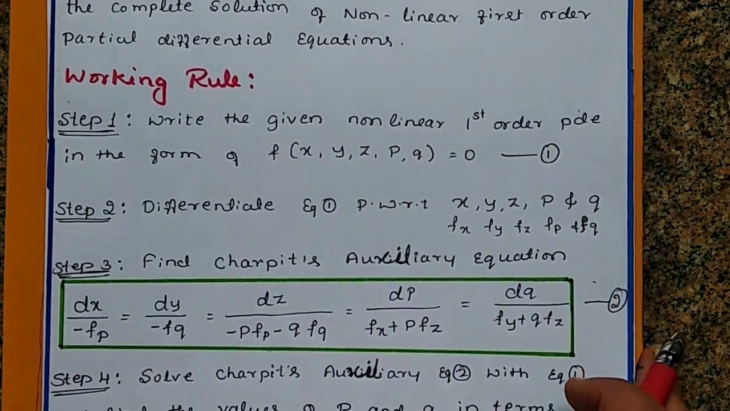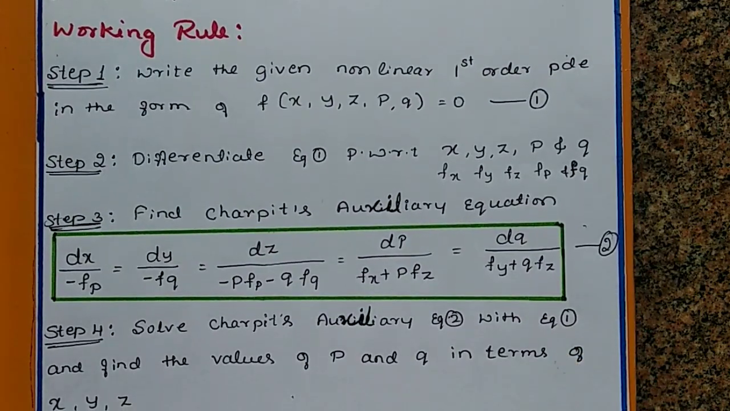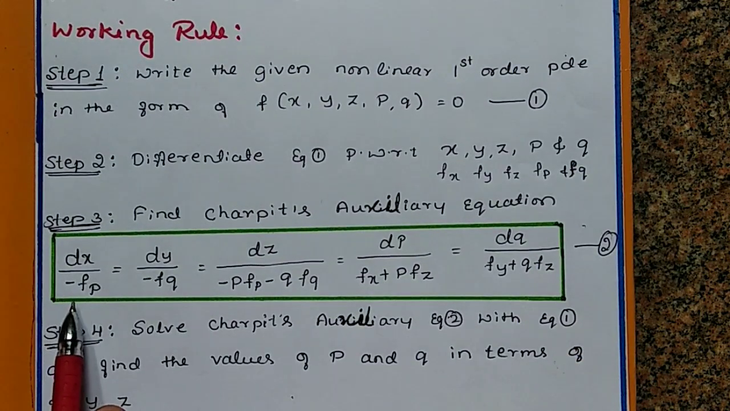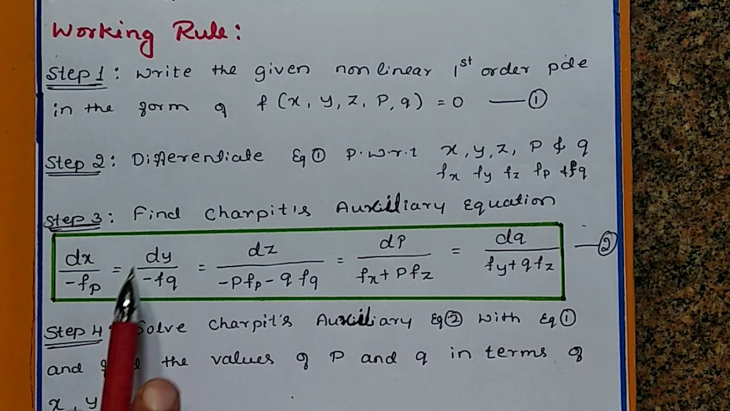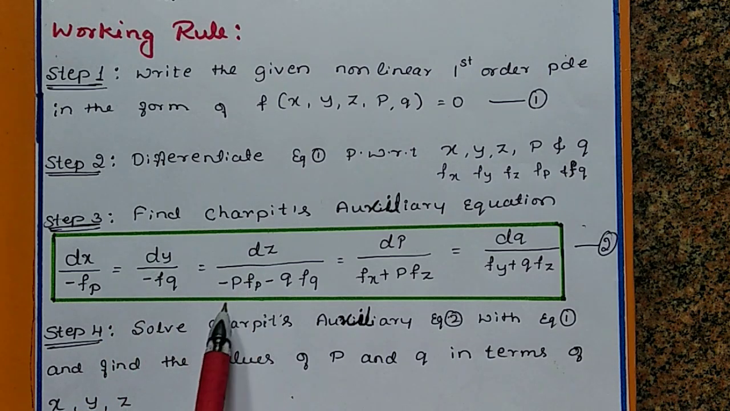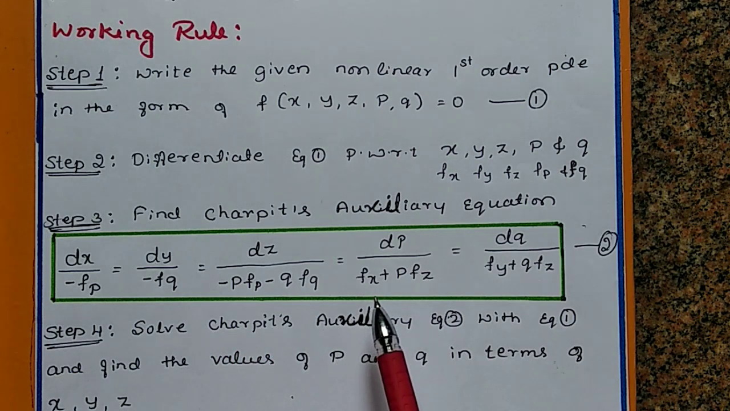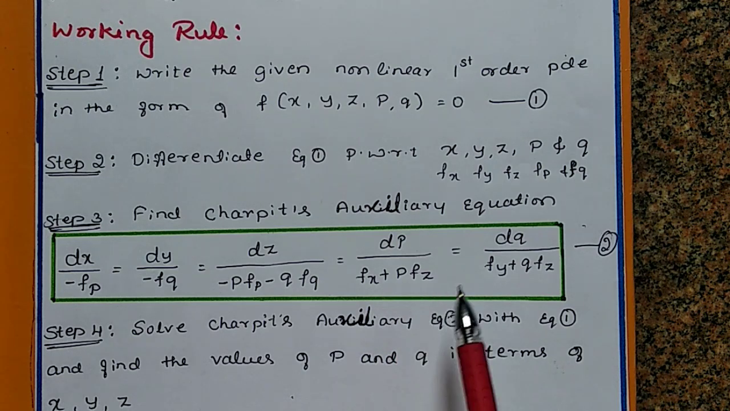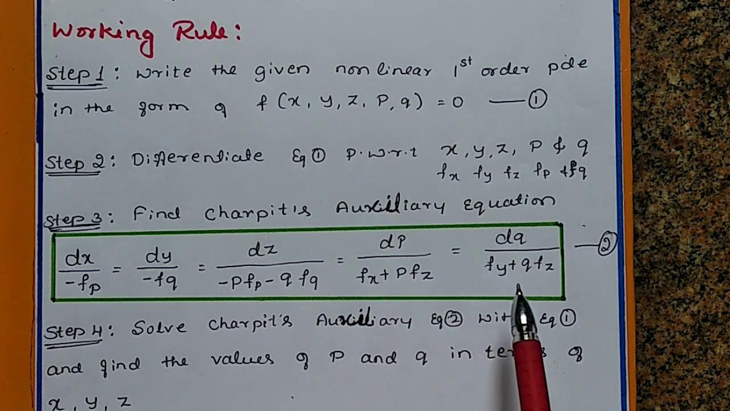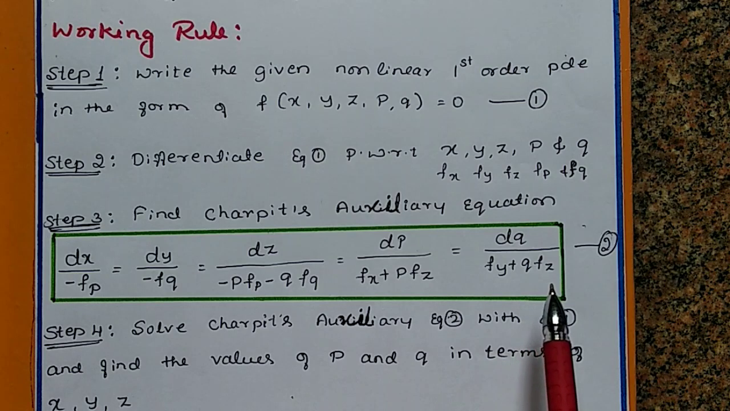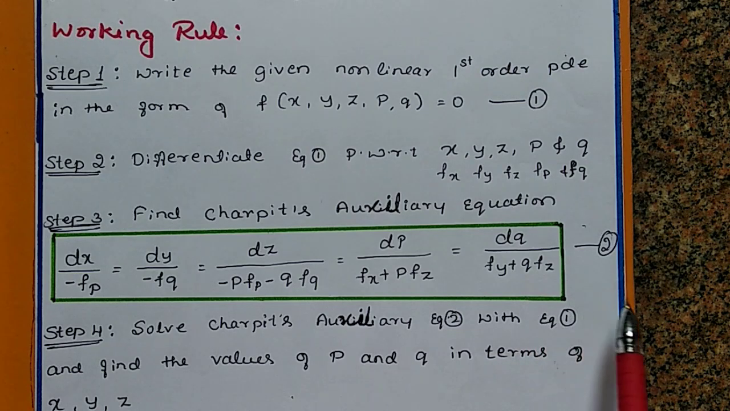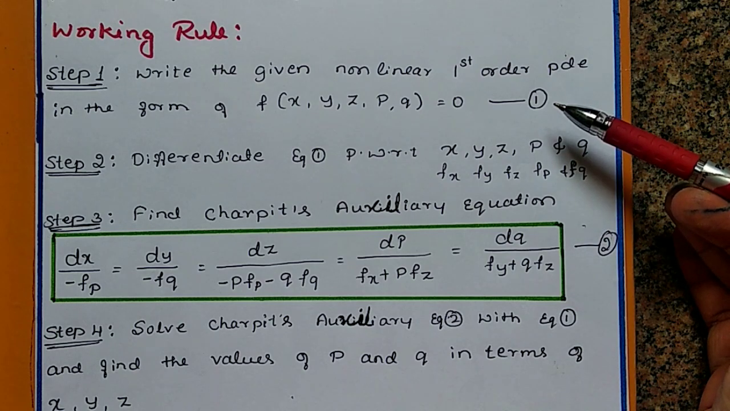Then we have to find the Charpit's auxiliary equation, which is of the form dx divided by minus fp, that is equal to dy divided by minus fq, that is equal to dz divided by minus p into fp minus q into fq, that is equal to dp divided by fx plus p into fz, that is equal to dq divided by fy plus q into fz, and call it as equation number 2. Then solve the Charpit's auxiliary equation with the given equation number 1.